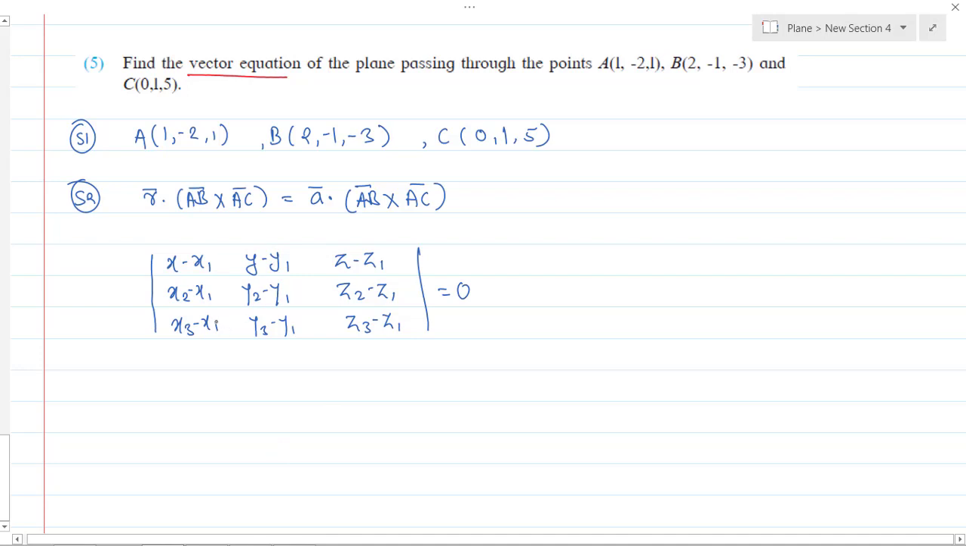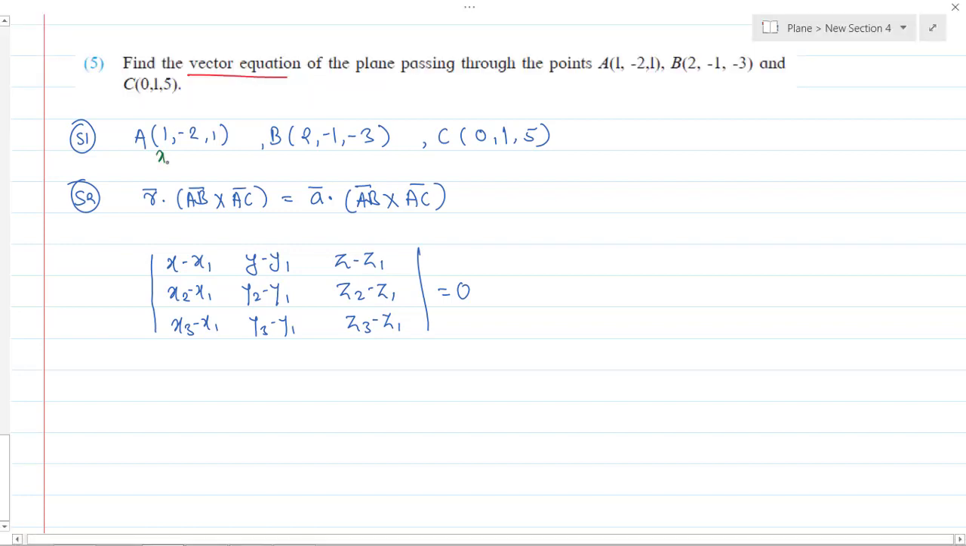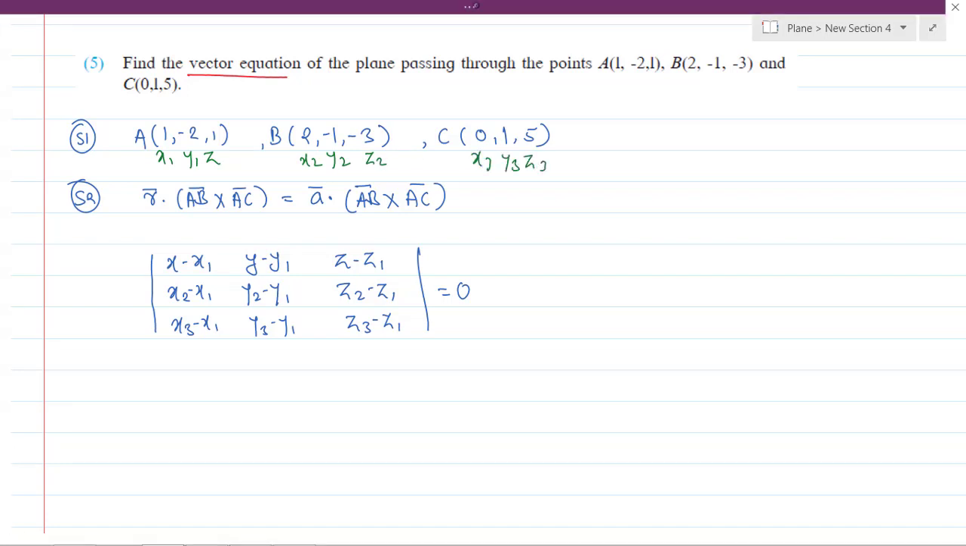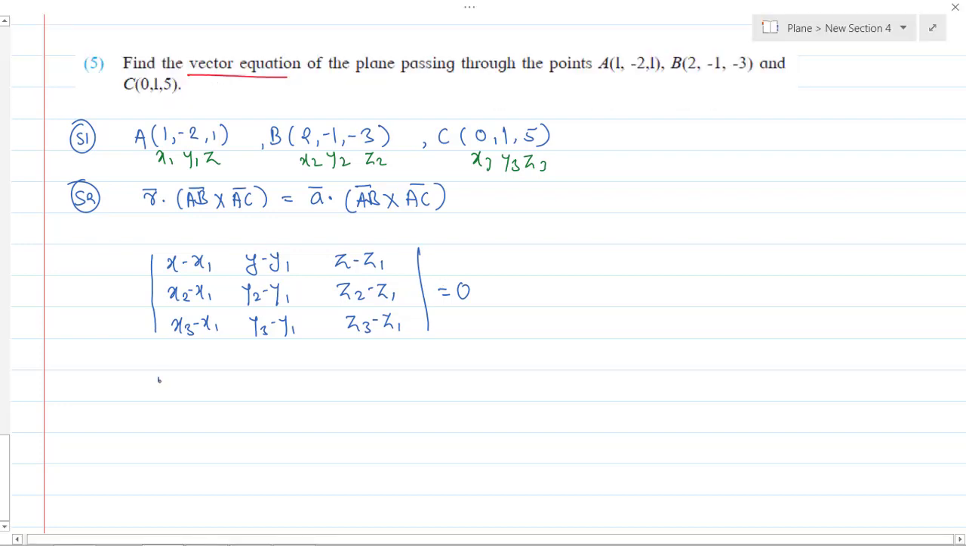Okay, and what are the values of x1 y1 z1, x2 y2 z2? ये हो गए अपने values. The first coordinate is always x1 y1 z1, the second one is x2 y2 z2, the third one is x3 y3 z3. Now let's substitute the values in this formula and get the answer. So x minus x1 is x minus 1, y minus y1 is y plus 2, and z minus z1 is z minus 1.